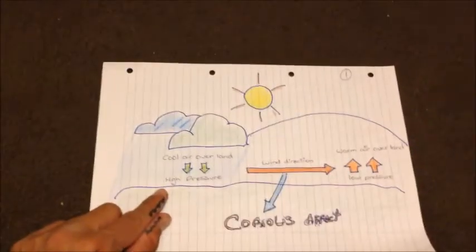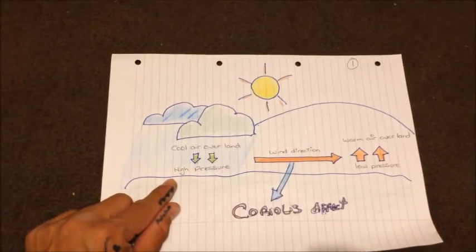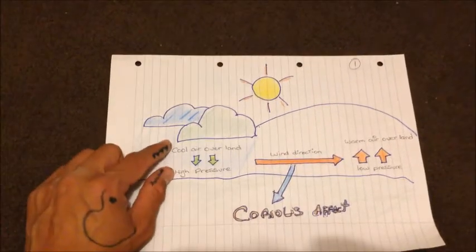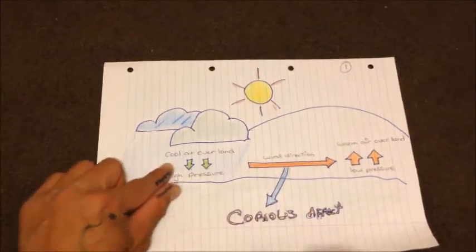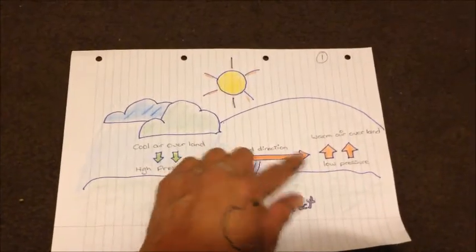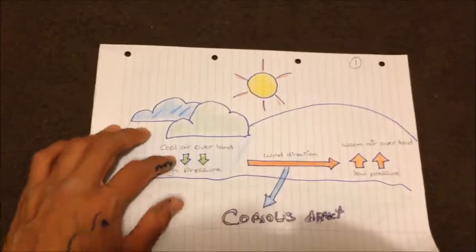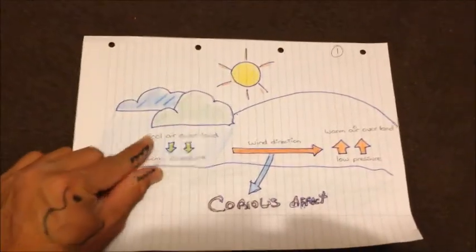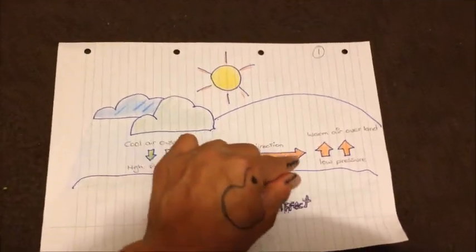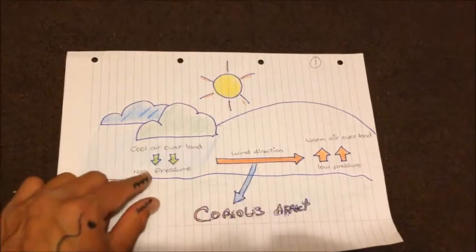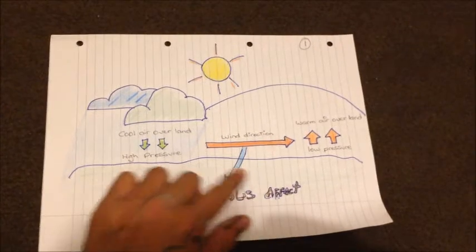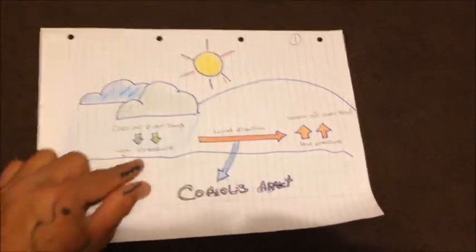To understand global circulation, first we need to see that it is about the cool air over the land making a high pressure, and the warm air over the land making a low pressure. So we can see in the picture here with the sun, the cool air is going down and the warm air is going up. This is affected by the Coriolis effect. It's affected by the wind directions.